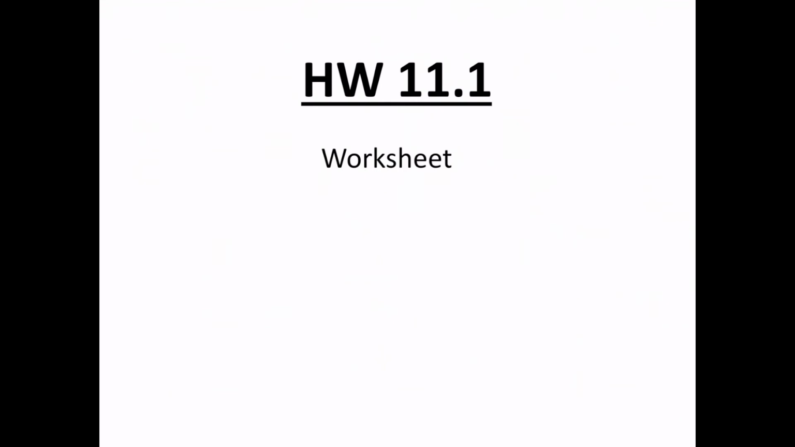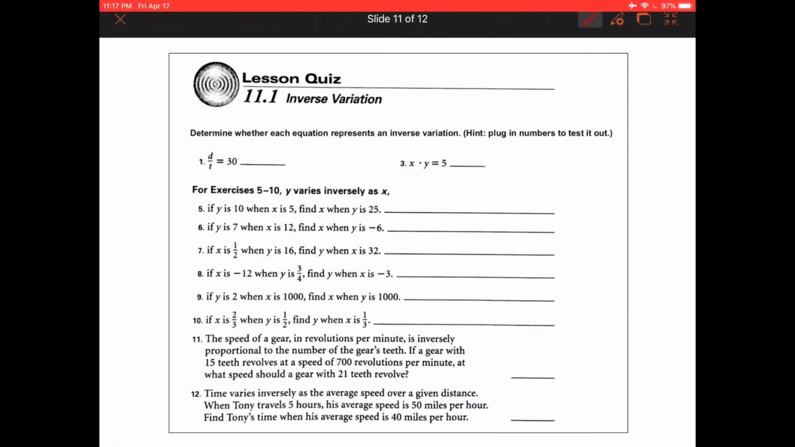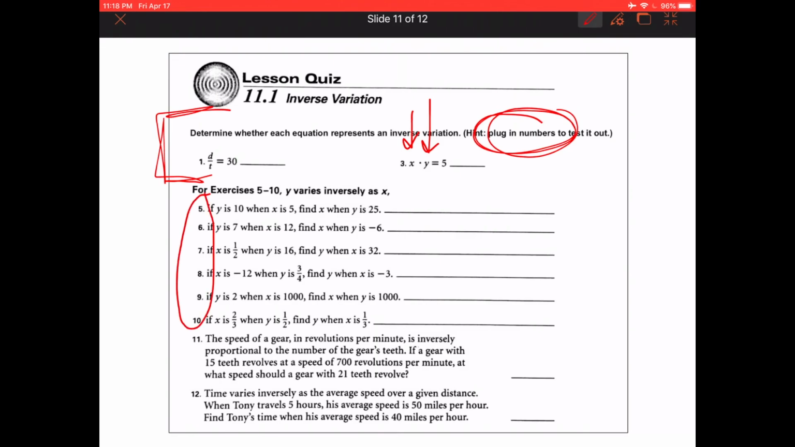And there we go. Okay, guys, so really just working with that inverse variation, y equals k over x. Homework 11.1 is going to be your homework for today. It is already in Google Classroom. So this is what that looks like. All right, notice here in the first few problems, you have to plug in numbers to test them out. So plug in 2 sets of numbers and then tell me if it's inverse variation or not. For numbers 5 through 10, these are pretty straightforward. All right, this is just using your equation y equals k over x and just plugging in.